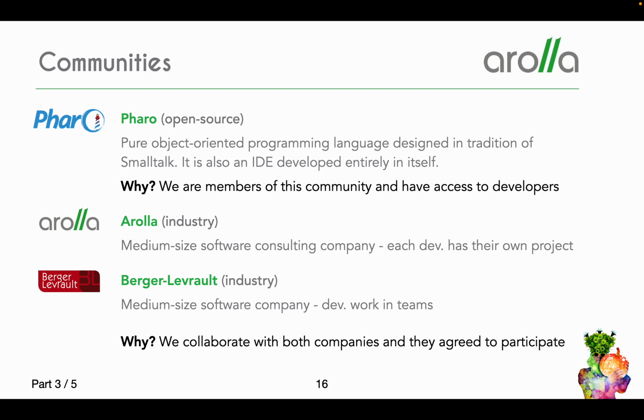In our study, we targeted three main communities. First, the Pharo open source community. This is the community of the Pharo programming language. We chose this community because many people in our group are members of the Pharo community, so we have privileged access to the core developers of many projects from this ecosystem.